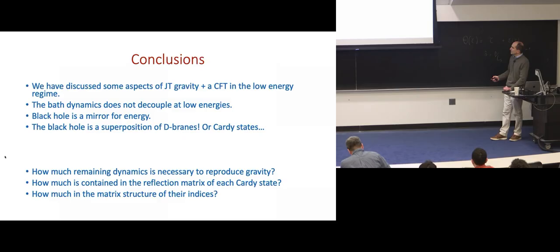Now, you can ask a few questions, like how much remaining dynamics you need to add to what we discussed to reproduce gravity, so it's higher genus corrections. And how much of this dynamics is embedded in the reflection matrix of each Cardy state? What can we say about the statistics of these reflection matrices from the gravity computation? And how much of the gravity is encoded in some aspects of the matrix structure of what the operators are, in terms of the matrix indices of these D-branes?